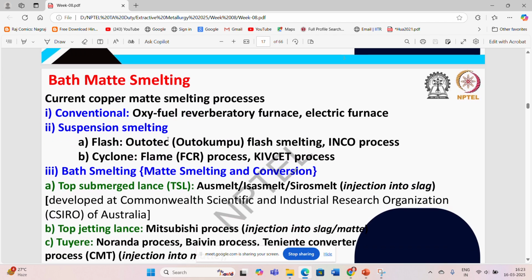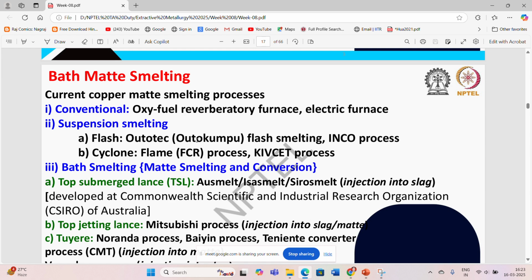Then there is the bath matte smelting process. Current copper matte smelting processes can be divided into three different types. Conventional smelting generally uses an oxy-fuel furnace or electrical furnace. Then there is suspension smelting, of which we have already talked about the flash smelting process in the Outokumpu furnace and flash smelting process in the Inco furnace. Then there is the cyclone type suspension smelting process, which can be divided into the flame process and the KIVCET process.